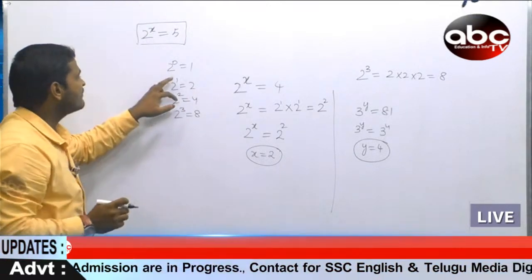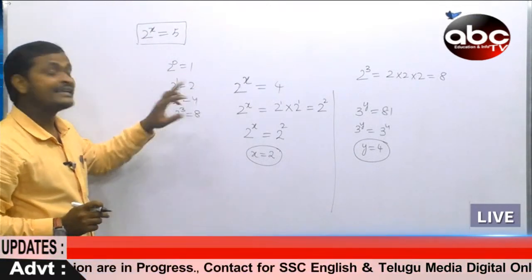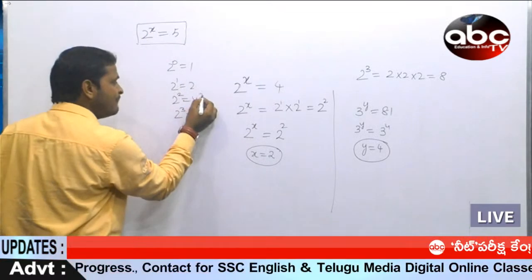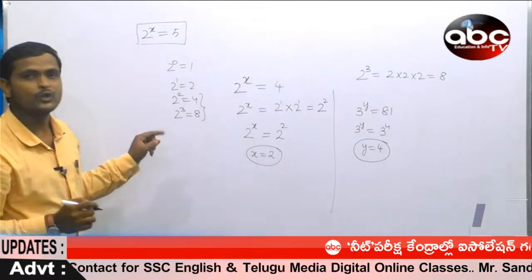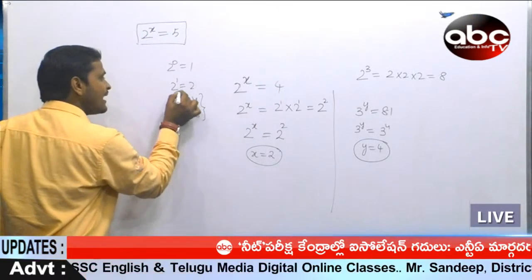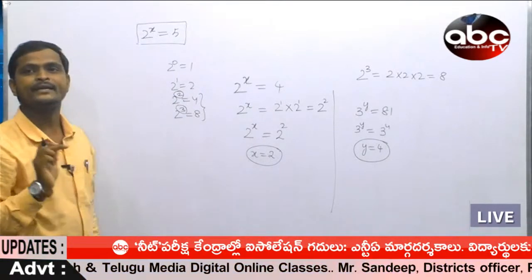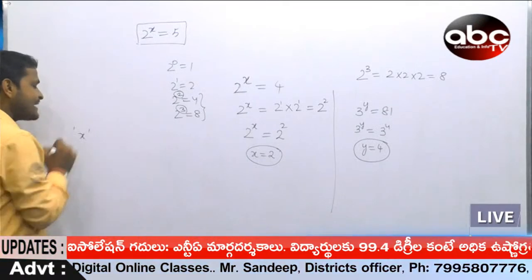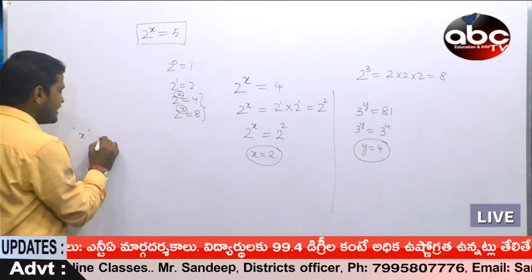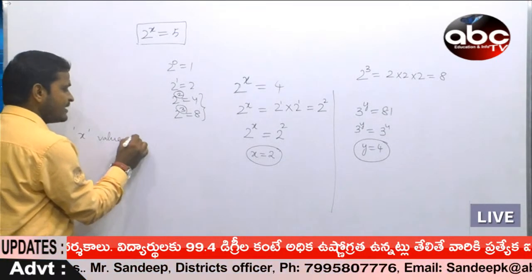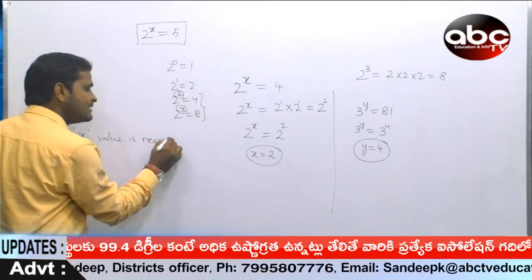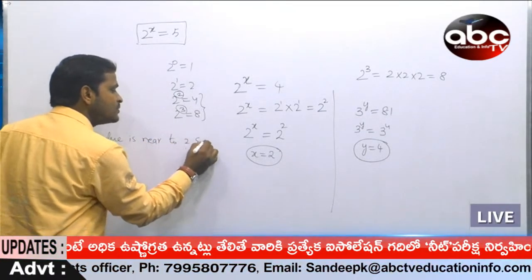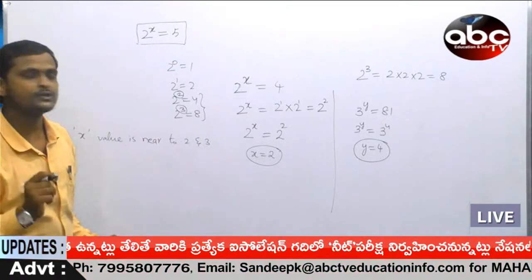Then 2 power 1. Is it 2? No. We get value 5. Then in between power of 2, that is 2 and 3. In between 2 and 3. Therefore, here x value is near to 2 and 3 of power 2.